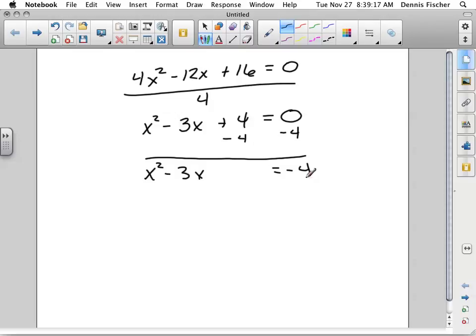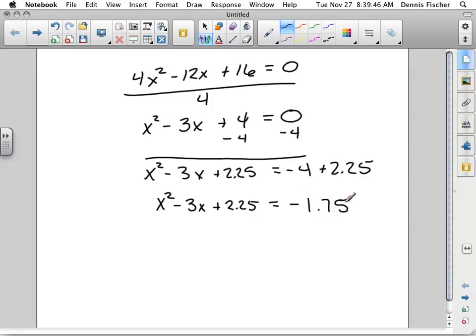And then I go back to that step again. What I mean by go back to that step is now I have to put that number in there. So I say, well, half of 3 is 1.5. Squared is 2.25. So I'm going to add 2.25 here. I'm going to do this in 2 steps. I have x squared minus 3x plus 2.25 equals negative 1.75.